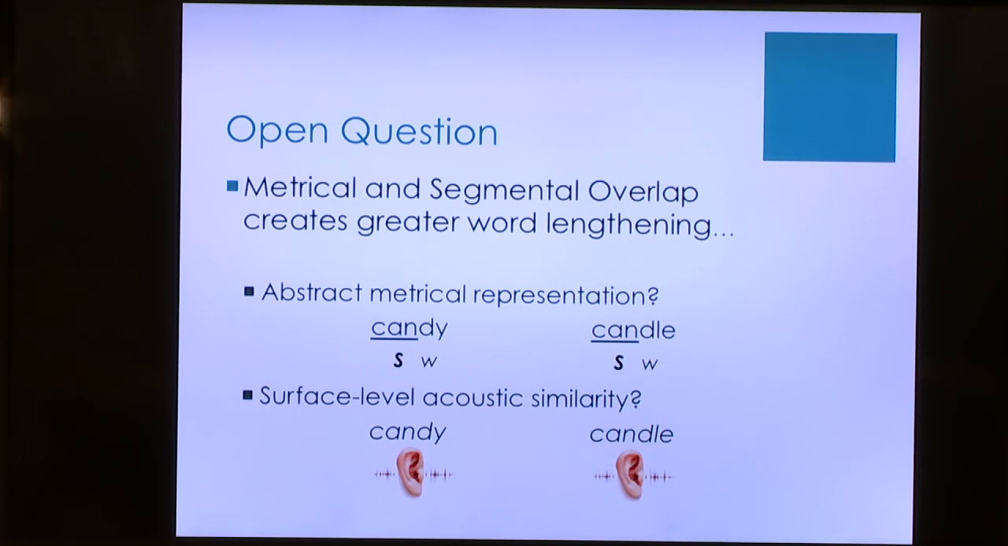So there's something up with meter, but at this point, it wasn't exactly clear if the effect was due to planning for an abstract metrical representation or something else. So candy and candle have the same stress pattern, strong, weak. So was the additional lengthening due to some competition for using that metrical framework, or was the segmental competition simply heightened due to a surface level acoustic similarity between the words? So candy and candle sound more alike than canteen candle, and maybe that acoustic feedback is what's driving this effect.